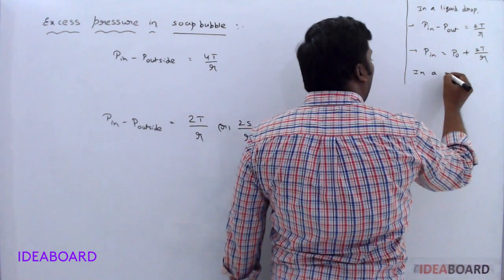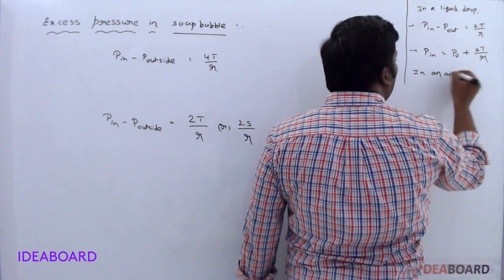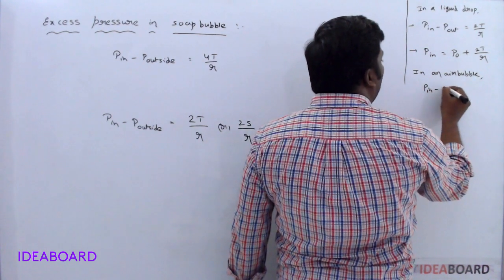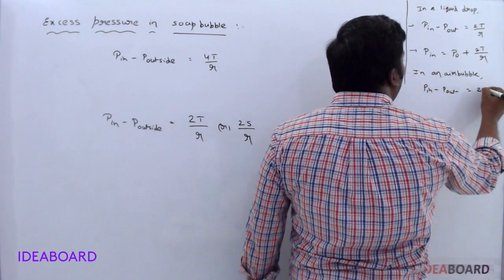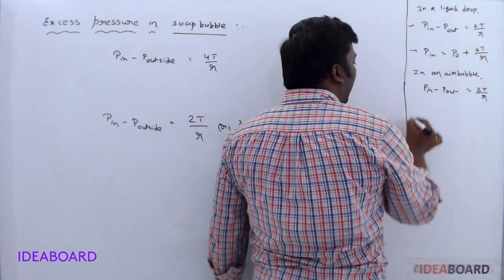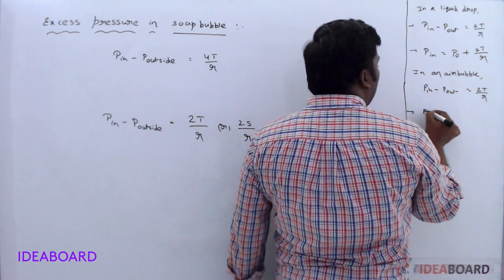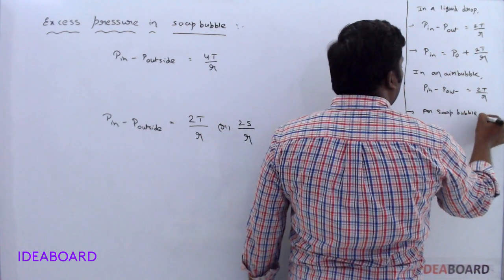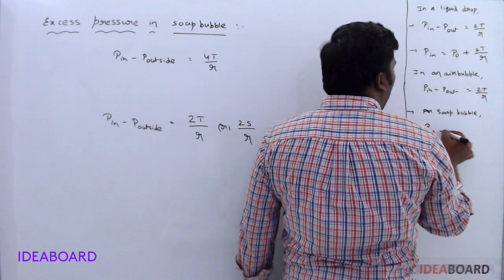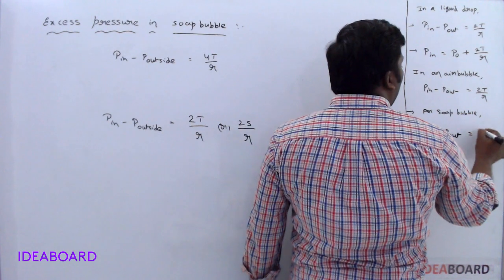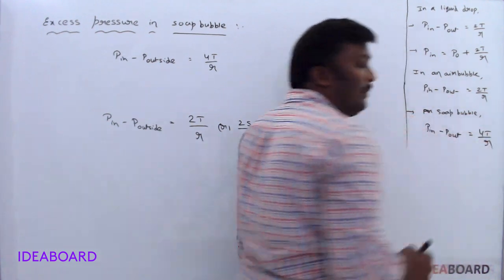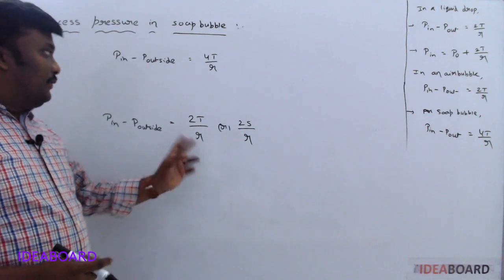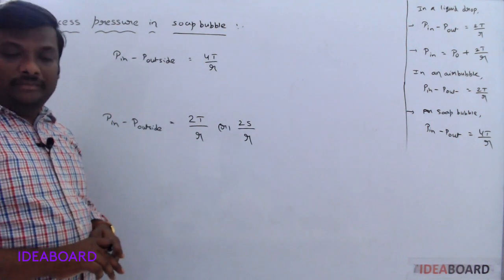So in a liquid drop these formulas are correct. In an air bubble, again the excess pressure formula is 2T by R, and for a soap bubble the excess pressure formula is 4T by R, because it has two thin surfaces, that's why it has 4T by R.